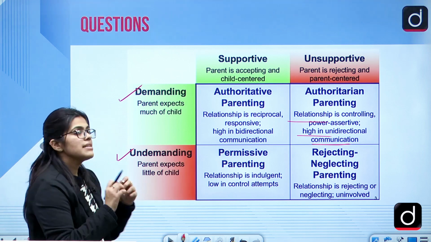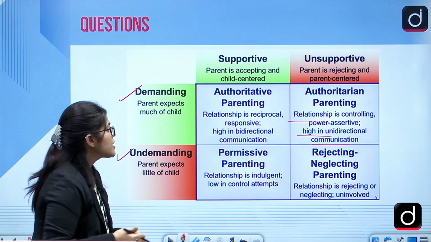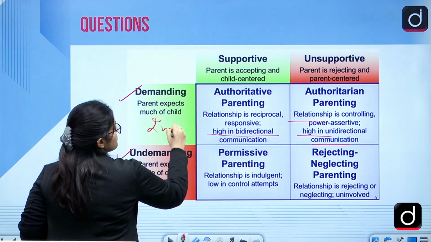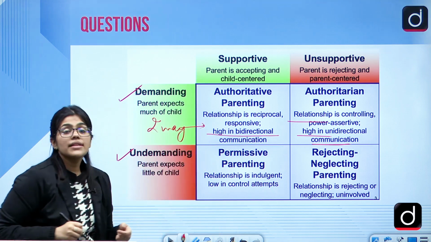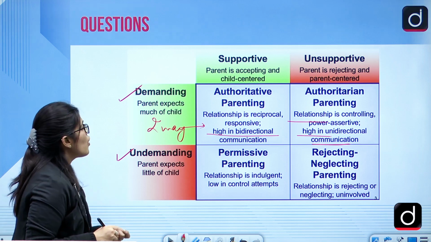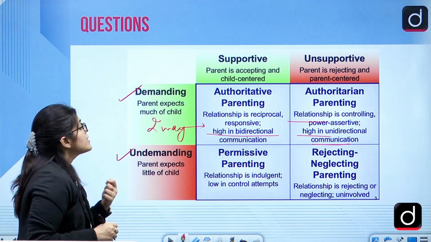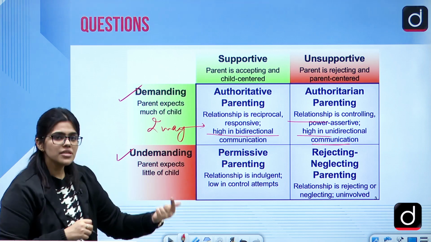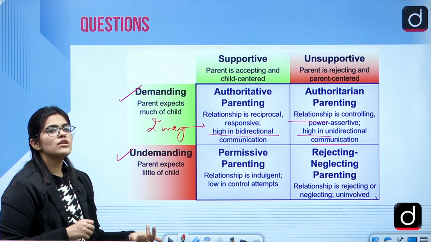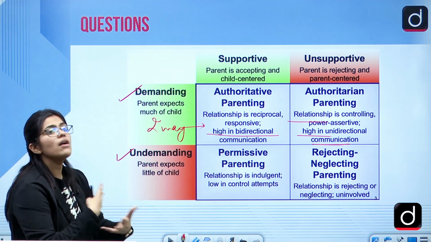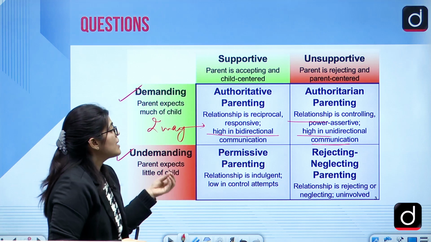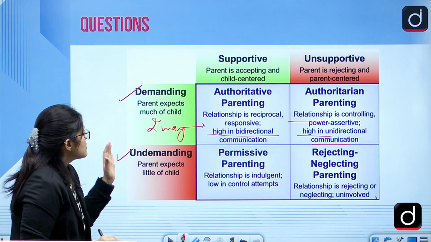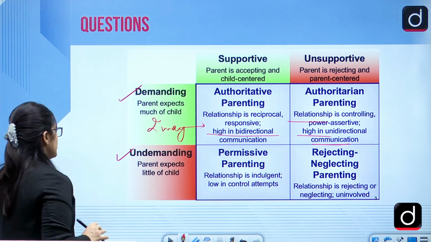This parent has a reciprocal relationship. They'll have a good communication. This communication is bi-directional. That means it is two-way. They are responsive. They will respond to your needs and aspirations. Then we have the permissive parenting. So permissive parenting is when they are indulgent, there is low control, and the low amount of conversation with the parents is seen. And the rejecting and the neglectful parents are the ones who are uninvolved, right? So these are the 4 types of parenting styles.